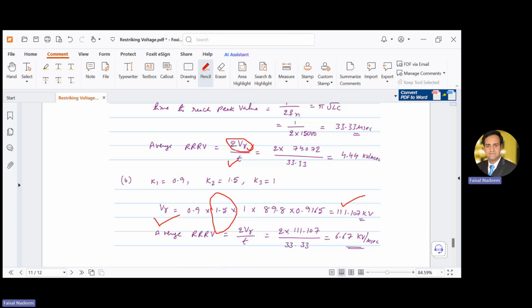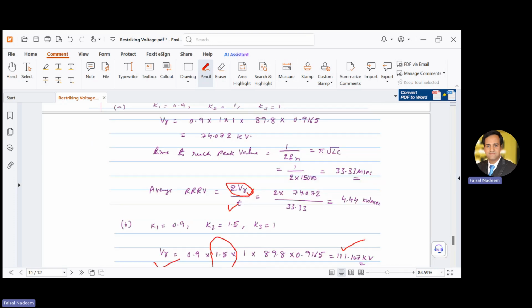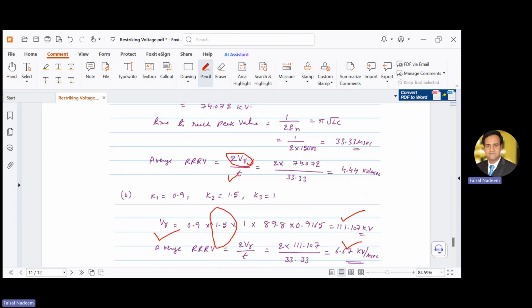Ultimately, when we calculate the average rate of rise of restriking voltage, its value will also be more than in the previous case. So this means that the average rate of rise of restriking voltage is more in case of ungrounded faults, and it is less in case of grounded faults. This must be very clear: in case of an ungrounded fault, the average rate of rise of restriking voltage is more.